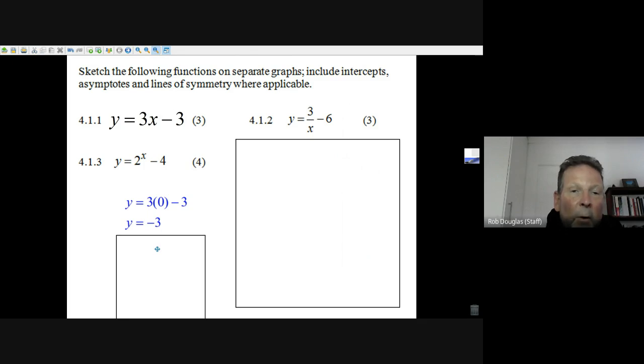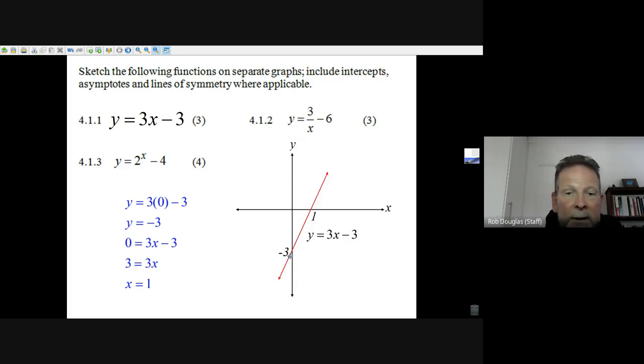And then if you want to find an x-intercept, you let y equal 0. So if we do that, we have to solve that equation. We add 3. We get 3 equals 3x. We divide both sides by 3, and we get x equals 1. And there we go. We've got all the stuff we need to be able to sketch this graph. We put in the y-intercept of minus 3, the x-intercept of 1. We've got a line going straight up the hill. We label it, we label the axes, and we're finished that line. And that's it. Let's take a look at the next question.